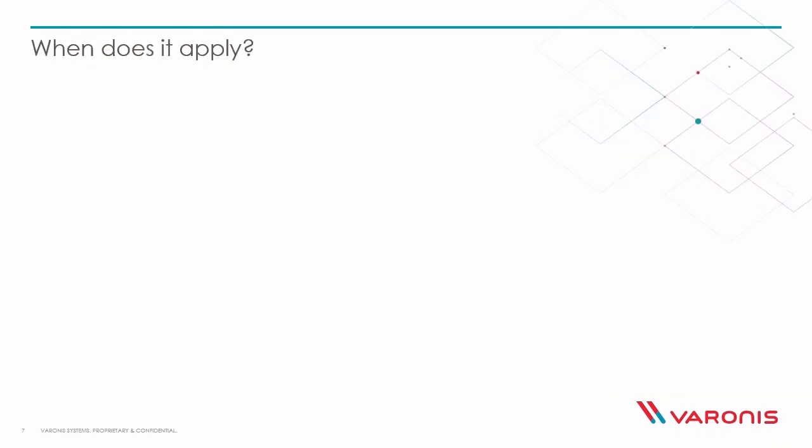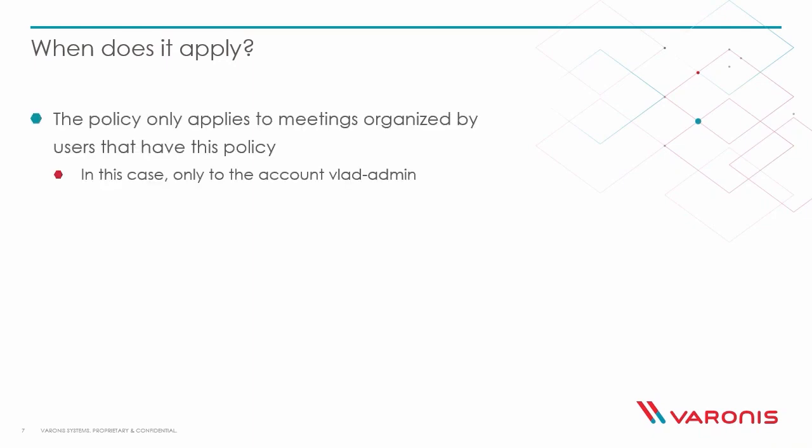It's important to understand when does it apply. The policy only applies to meetings organized by users that have this policy. In this case, it would only apply to meetings organized by the account VladAdmin. If VladAdmin is in a meeting organized by John Smith right now, that meeting wouldn't have these features. Because the features apply to only the organizer, or the features are controlled by the policy applied to the organizer of the meeting.